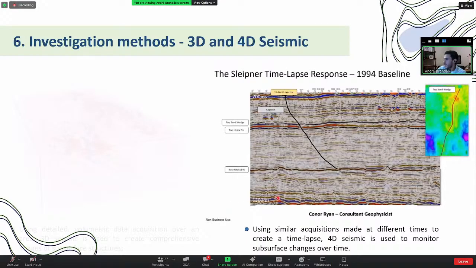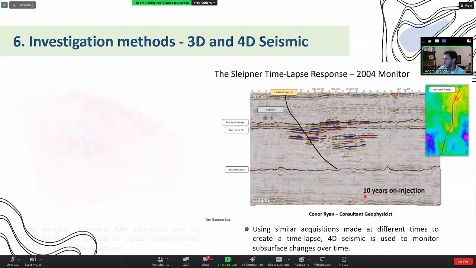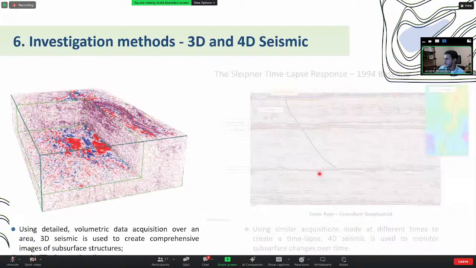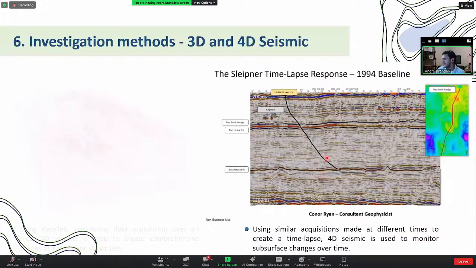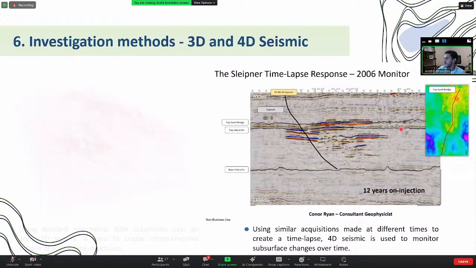So this is an example of CO2 injection in saline aquifers. Here we see the 2 years, 3 years, 10 years, 12 years, 14 years, and 16 years of injection. Let me see if I can start the video again. Basically, what you guys are seeing is the migration of CO2 in this reservoir. They are injecting CO2 in this well, and over time the CO2 is migrating away from the well.